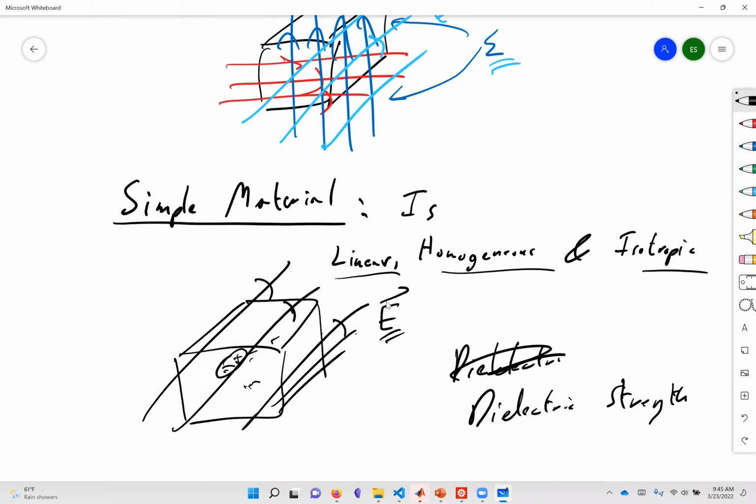The next thing we want to cover is interface conditions.